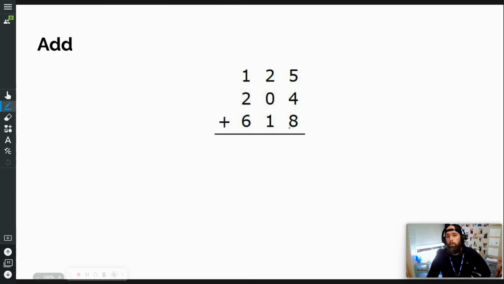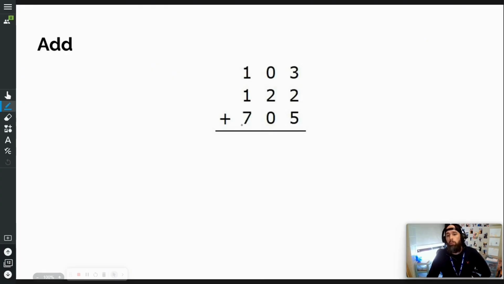125 plus 204 plus 618. Start at the top right. 5 plus 4 is 9. 9 plus 8 is 17. Write out your 7. Carry the 1. 1 plus 2 is 3. 3 plus 0 is 3. 3 plus 1 is 4. Write out your 4. 1 plus 2 is 3. 3 plus 6 is 9. So we end up with 947. Okay.